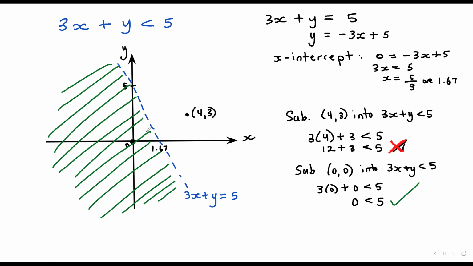However, when I chose the point to the left of it, and I chose the origin because it's just an easy substitution, I got 0 is less than 5. And that is true. And so that is the region that satisfies the inequality, right?